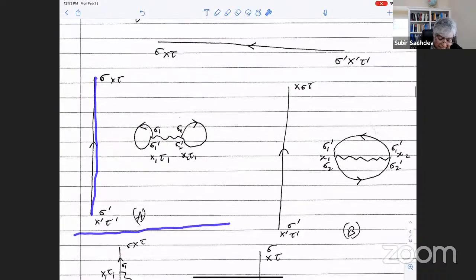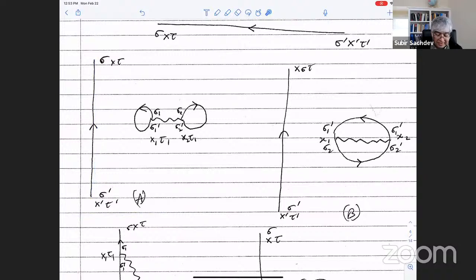So if I draw this picture here, this picture of the two diagrams together, it's what we call a disconnected diagram, it has two disconnected pieces. So that's the term A. It has a factor of G naught this way and a factor of G naught here and a factor of G naught here and a factor of V here. That's what this diagram represents.